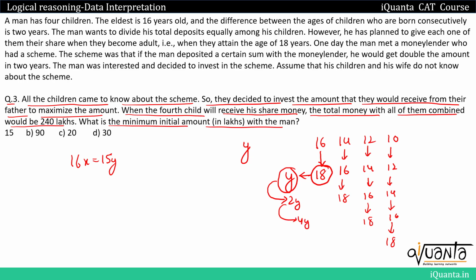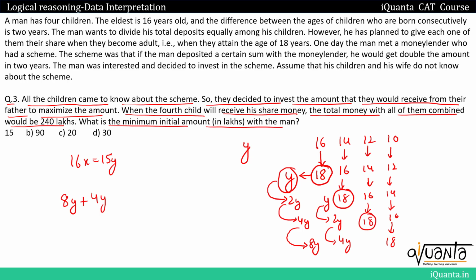And at last, when the last child is getting his money, it would become 8y. So the eldest child's money becomes 8y rupees. Similarly, if we check the money that the second child has at last, he was getting y rupees over here. After 2 years, his money would become 2y, and after 2 more years, his money would become 4y. So now this second child will have 4y at last.